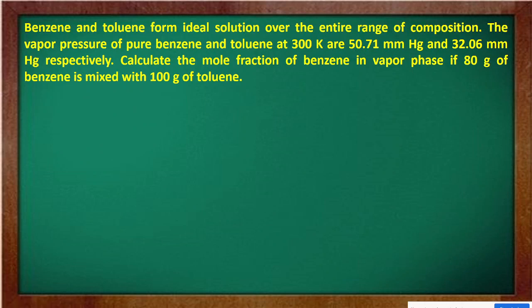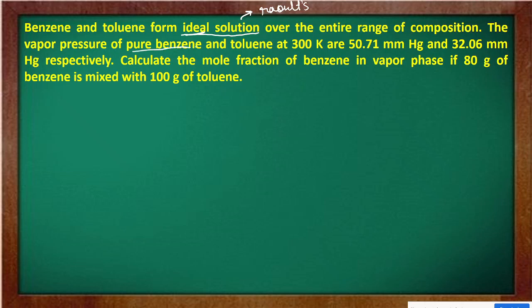Now let's see the next question. Here it is said that benzene and toluene form an ideal solution. Now what was an ideal solution? If you remember, ideal solutions are those solutions which obey Raoult's law at any temperature and concentration. I said in the explanation that there is no perfect ideal solution, it's just a theoretical concept. So these two form a nearly ideal solution over the entire range of composition.